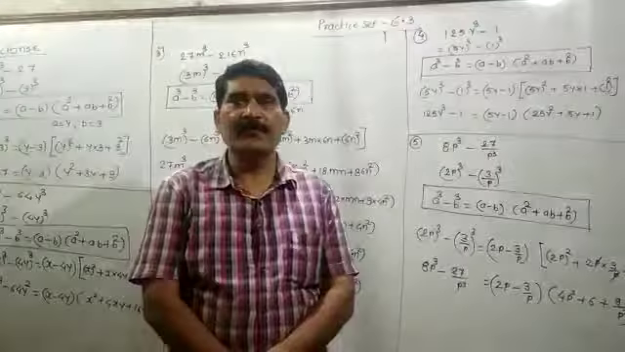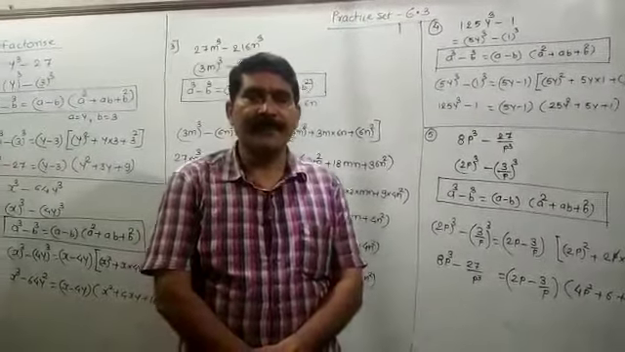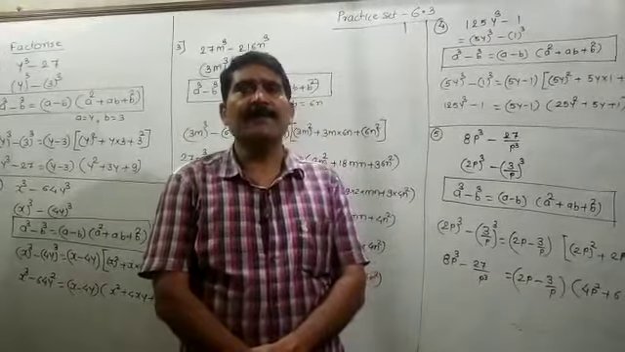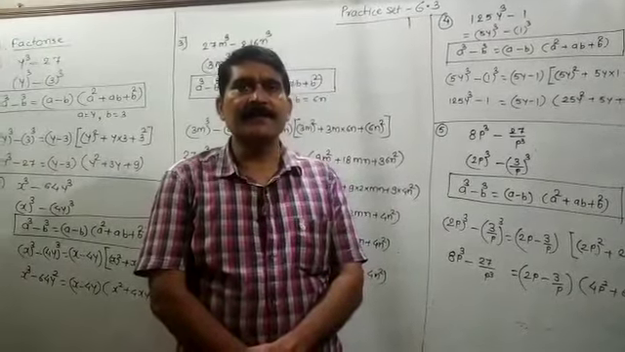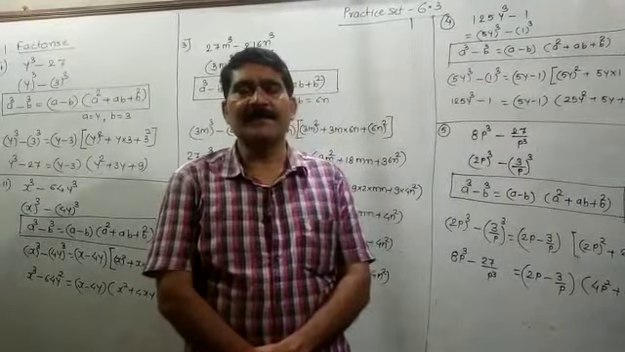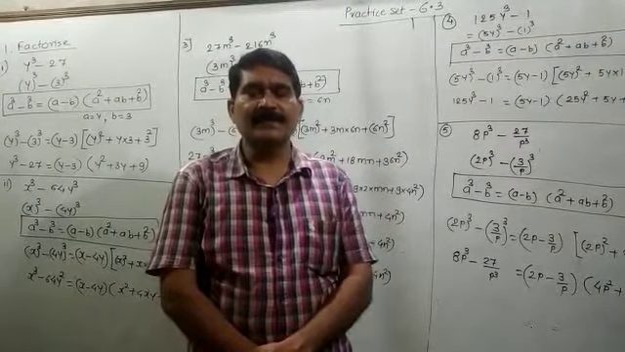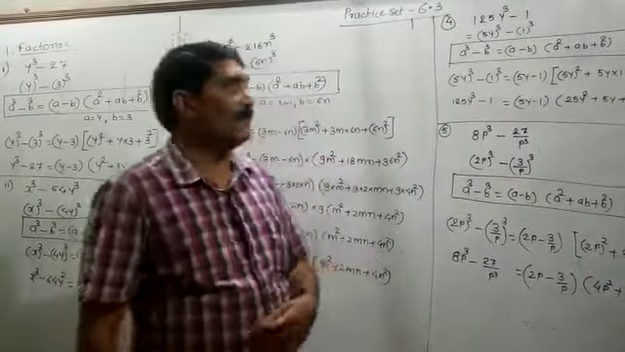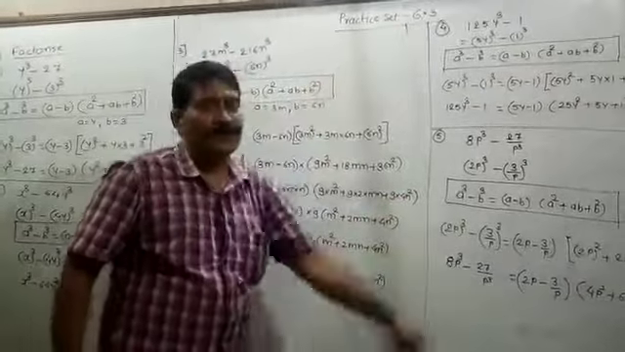The identity a cube minus b cube is equal to a minus b in one bracket multiplied by a square plus ab plus b square in another bracket. Already we saw the three solved examples. Then you have to start with practice set 6.3.